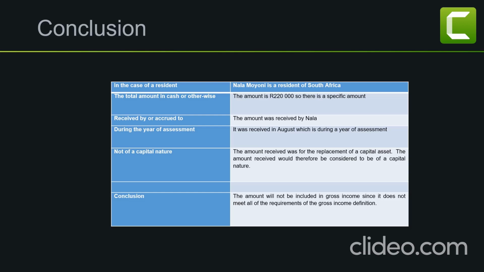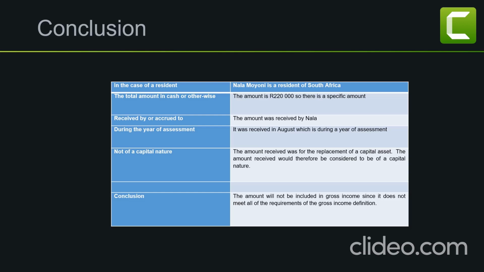I'm not sure if you're following how I'm answering this, or talking through it, I would say. I'm looking at the requirements of gross income that we discussed in the initial slides and now applying them to the scenario. So we said yes, it was during the year of assessment. Was it of a capital nature or not? Now, this is quite interesting. The amount received was for the replacement of a capital asset.